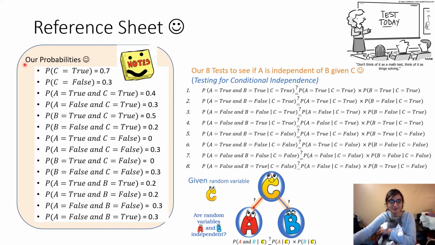We have this set of probabilities over here, and we have these 8 statements to check to see if these hold. All 8 of these need to be true in order for A to be independent of B given C. So if all 8 are true, then that's the case. Otherwise, A is not independent of B given C. So we're going to use this data and these formulas to test this out.